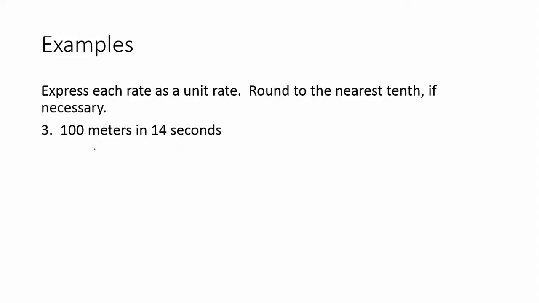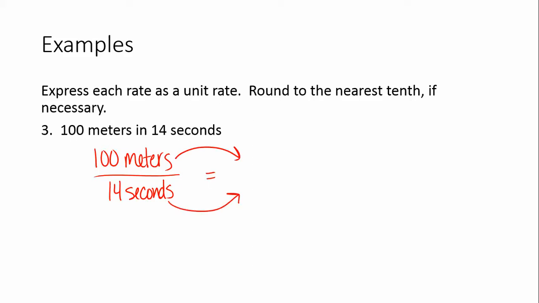Here we have 100 meters in 14 seconds. If you want to try this one on your own, see if you can divide correctly and get the right answer. So we're going to divide the top and the bottom by the denominator, which is 14. And 100 divided by 14, it's a really long decimal, 7.142857, on and on. But remember, we said to round to the nearest tenth up here in the directions. So we're going to say 7.1 meters per 1 second. So meters per second.